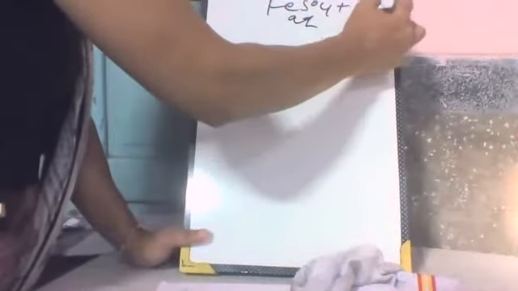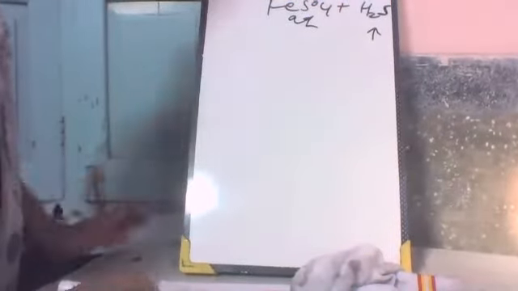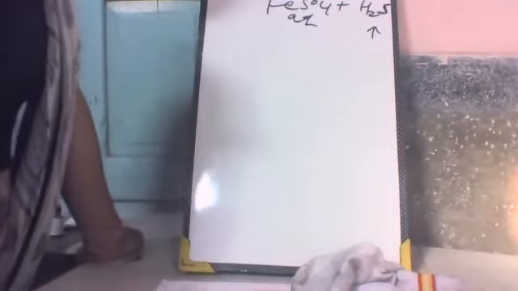On adding dilute sulfuric acid or dilute hydrochloric acid to a metal sulfide, we get metal sulfate or metal chloride, and an offensive, rotten-egg-smelling gas is evolved. This gas has a bad smell, like a rotten egg.